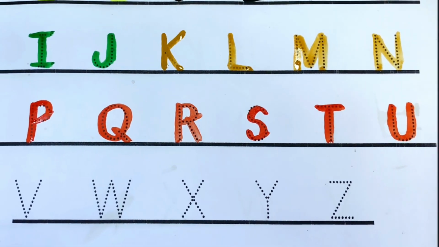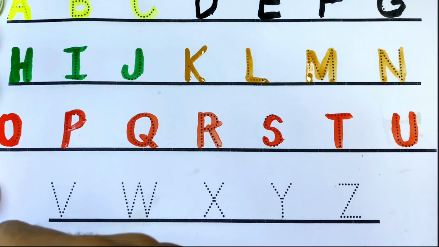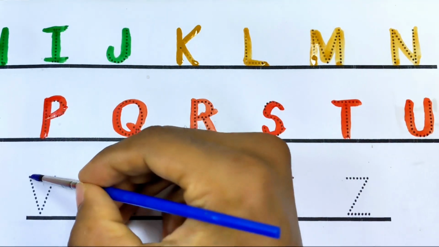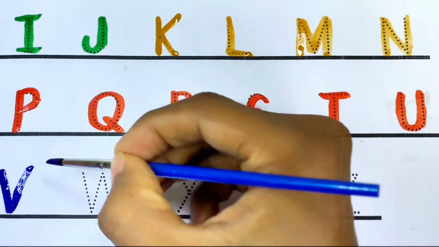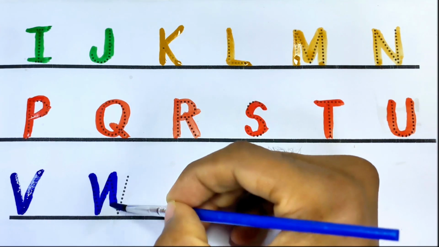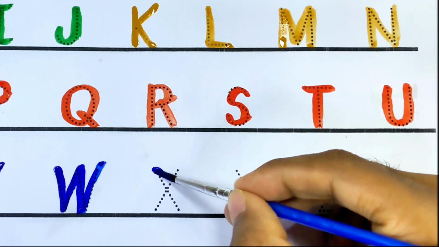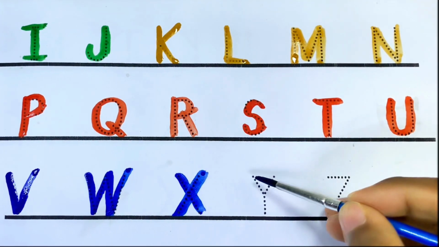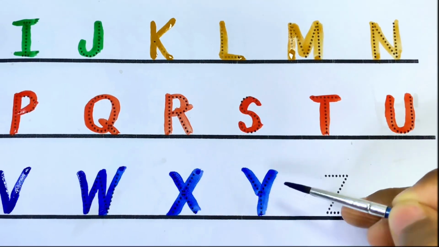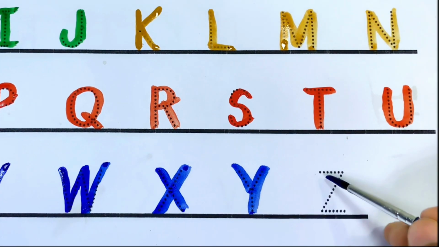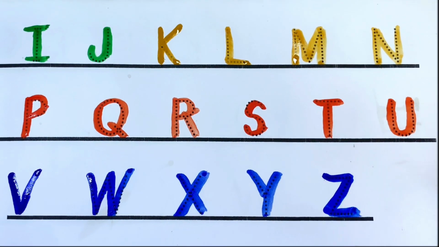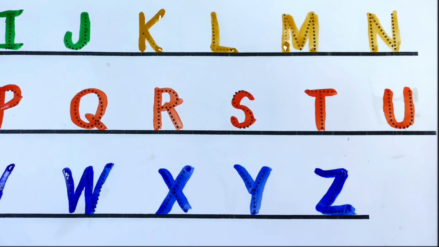Kids, now you draw V and use blue color. V for van, W for wheel, X for xylophone, Y for yo-yo, and Z for zebra.